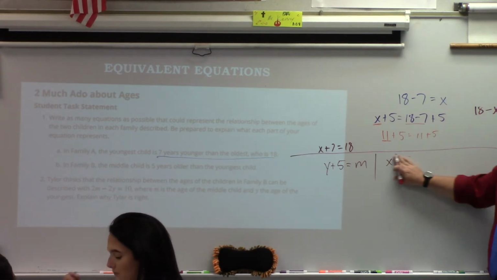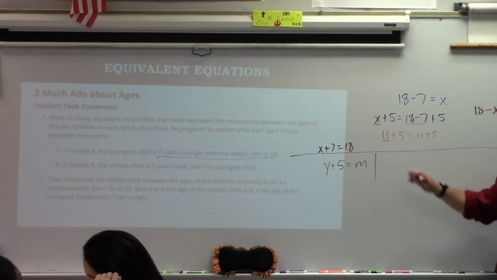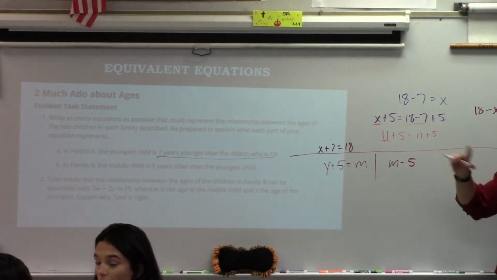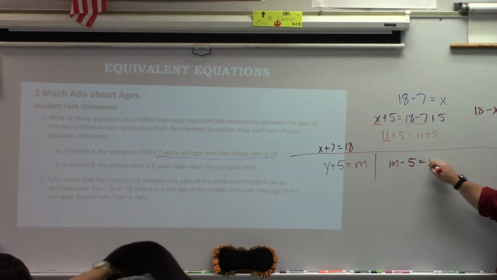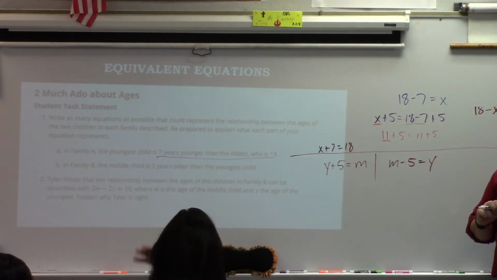While Bree tries to figure it out, does anyone have another equation? Right here, right? M minus... M plus 5 is what? I said it already. Well, Kyron just said m minus 5 is equal to y. Which one is it? He said minus, we said plus. And you also have plus. Which one is it supposed to be?